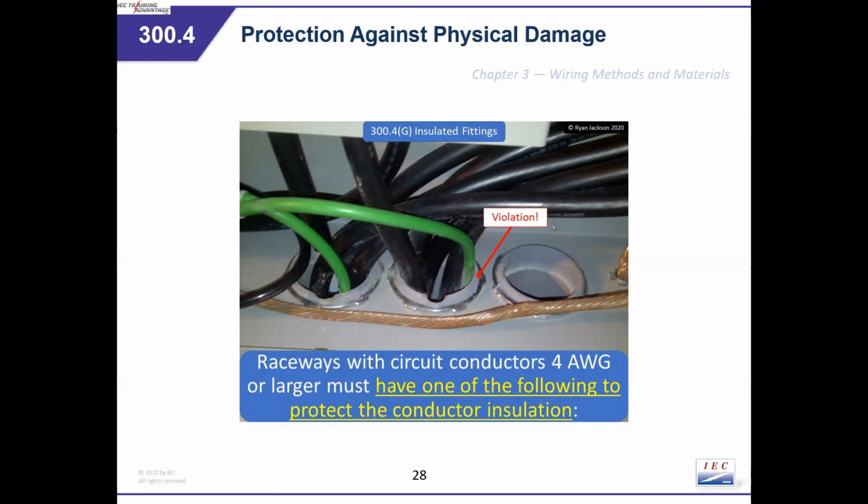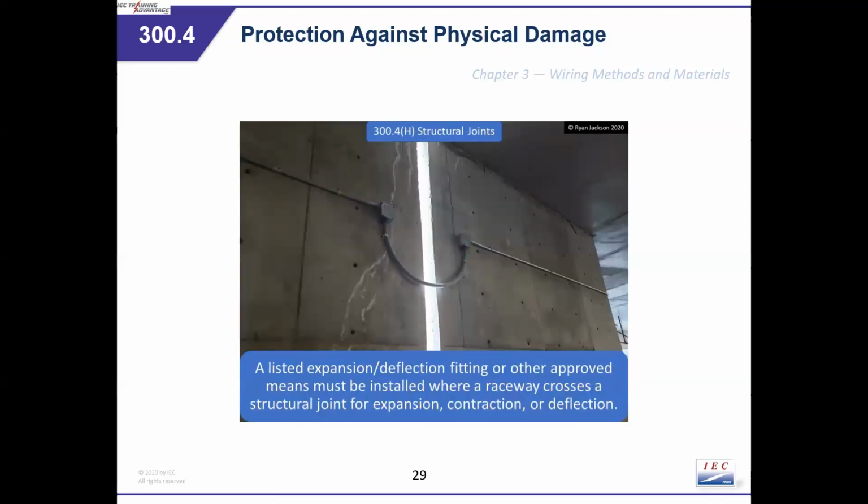So raceways with circuit conductors 4 or larger must have one of the following to protect the insulation. You see the violation there. Now remember, we're still trying to protect against physical damage, so structural joints, expansion, deflection, expansion fittings, deflection fittings. Some other approved method must be installed where raceways cross over structural joints for expansion, contraction, and deflection.